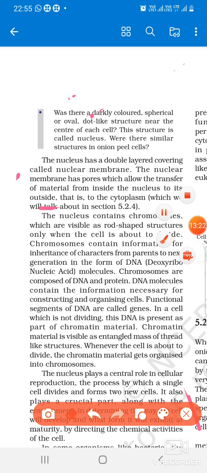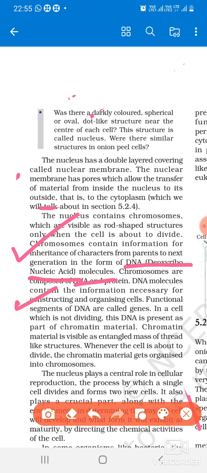Chromosomes contain information for the inheritance of characters from parent to the next generation in the form of DNA. Underline this, deoxyribonucleic acid. Chromosomes are also composed of protein, along with the DNA. The DNA molecule contains the information necessary for constructing and organizing cells. Our structures match with our parents. This is because of the chromosomes, the DNA.